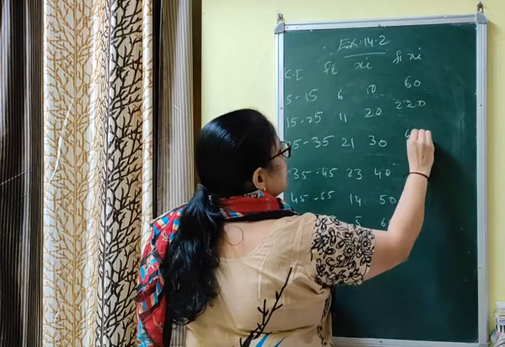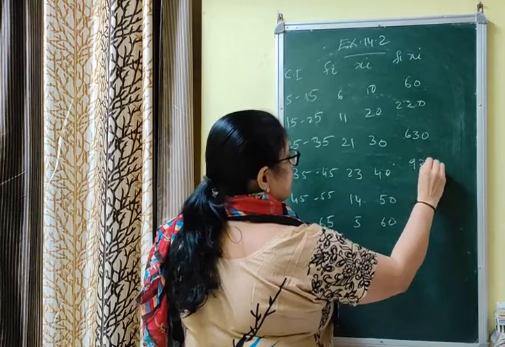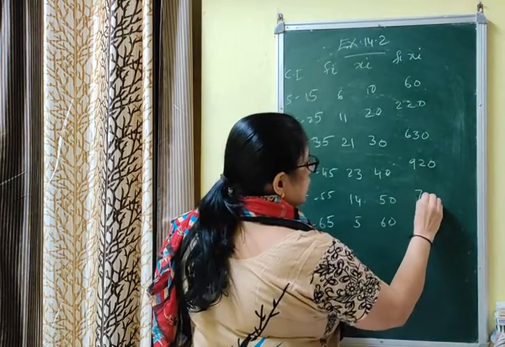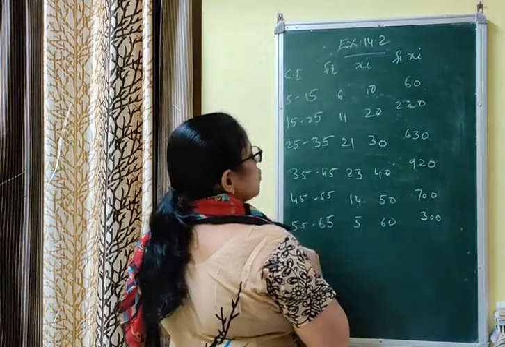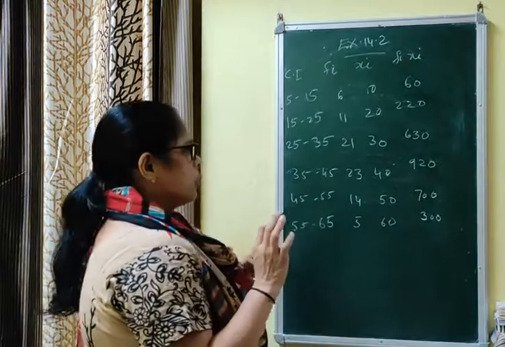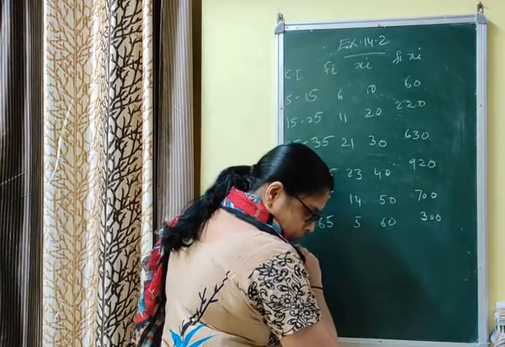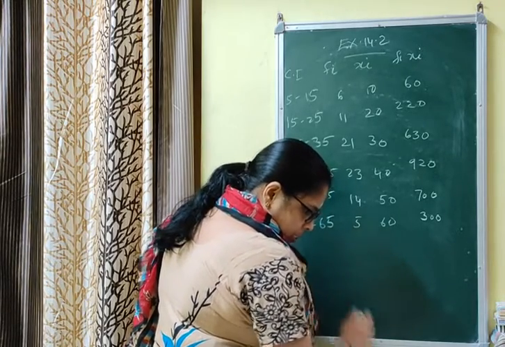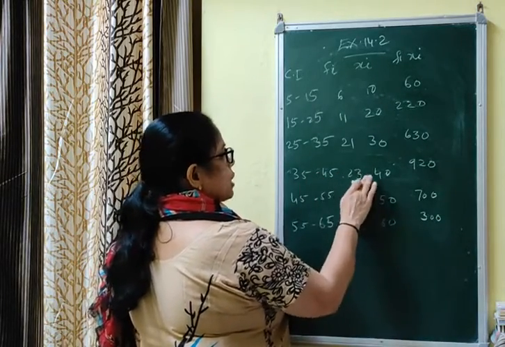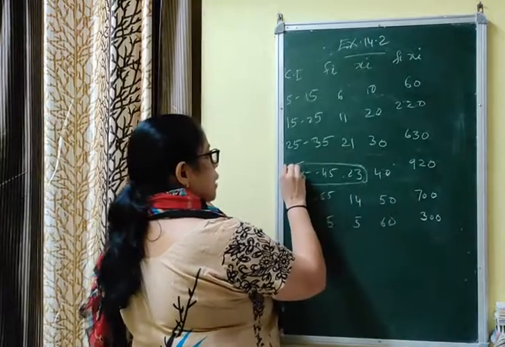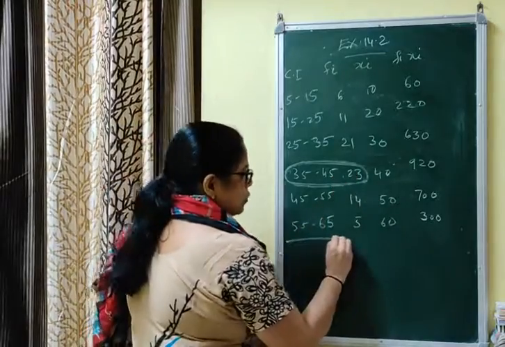Next is 630. Next is 23 fours are 920. Next is 700. Next is 300. Now I am also making all the steps of mode here. What is the highest frequency? Highest frequency कौन सा आ रहा है यहाँ? This is the highest frequency. तो मॉडल क्लास कौन सा है? This is the modal class. तो मॉडल क्लास को ऐसे एनसर्कल कर लेना, तो आपको एग्जामिनर को कोई दिक्कत नहीं आएगी. This is 23.